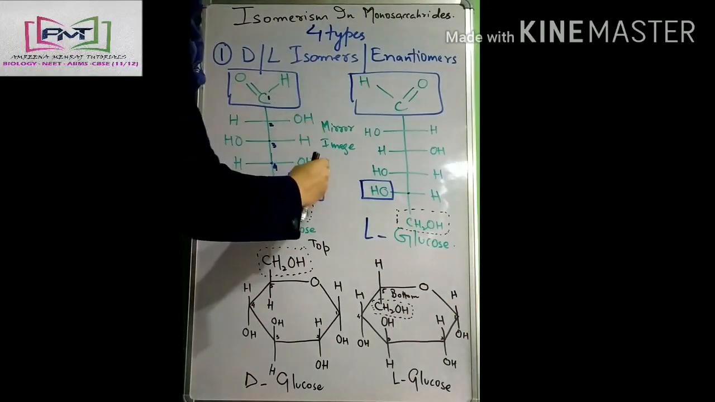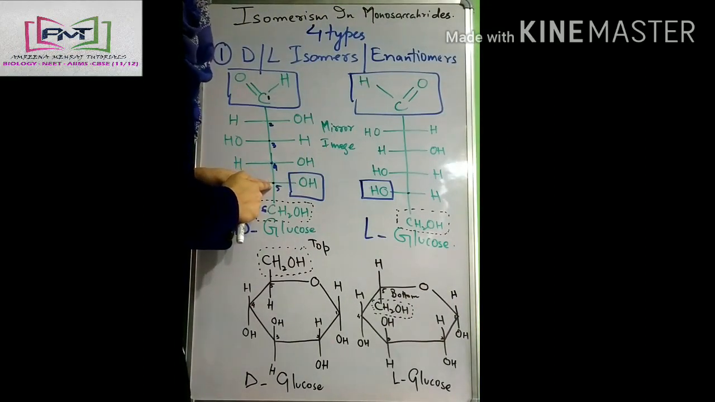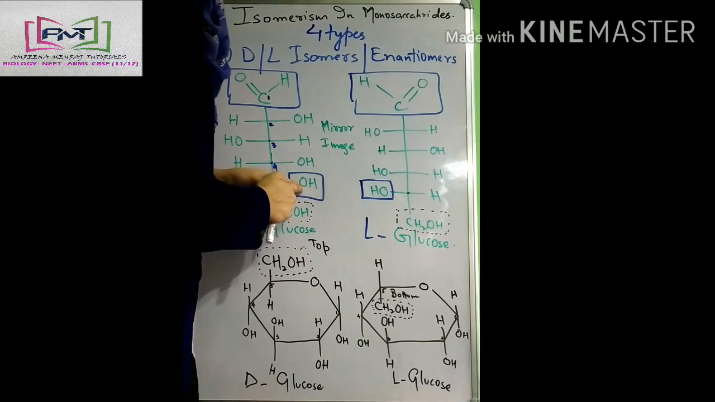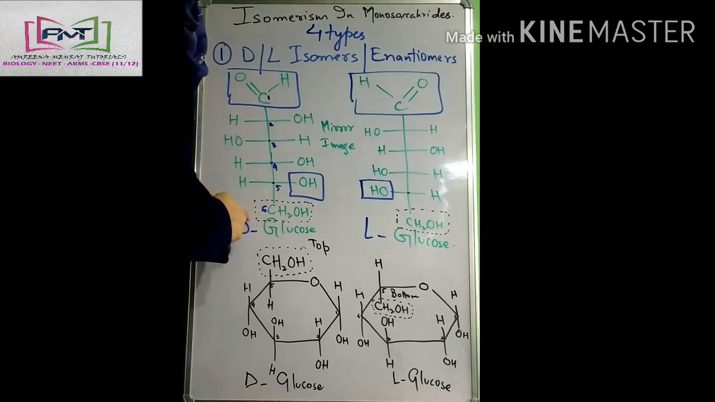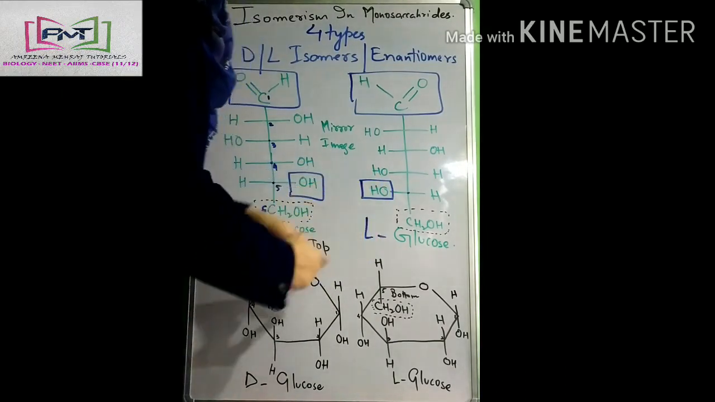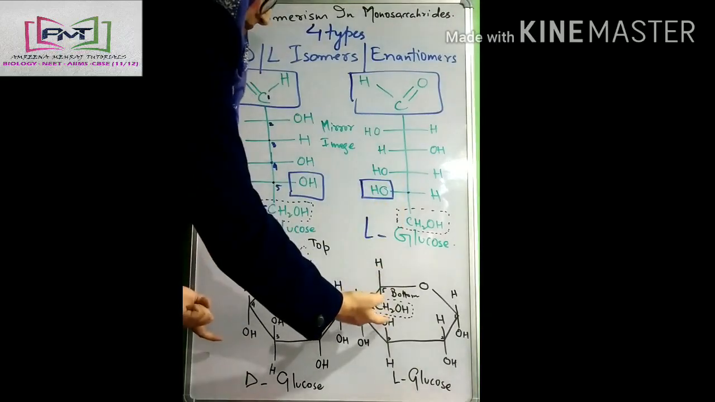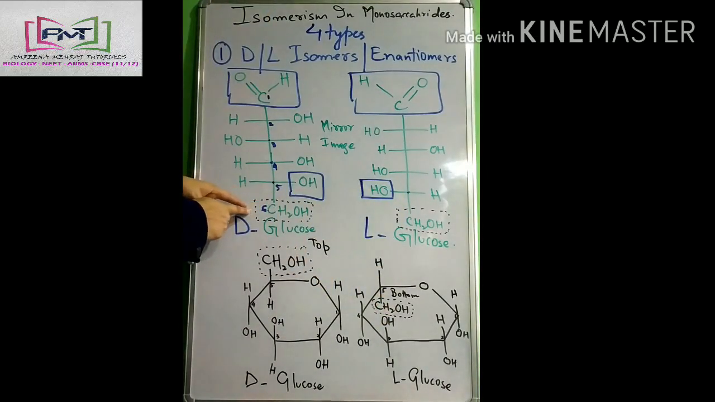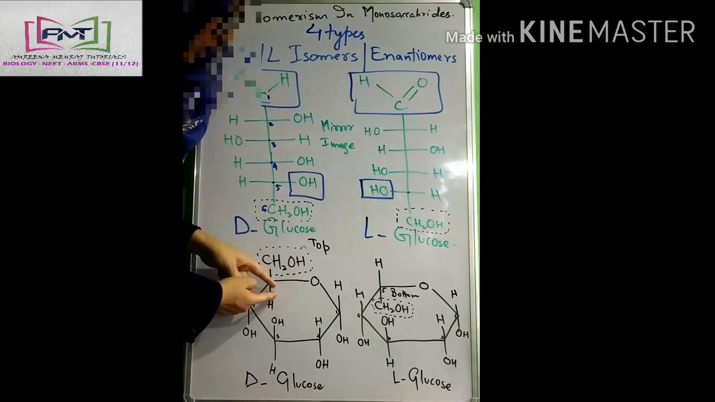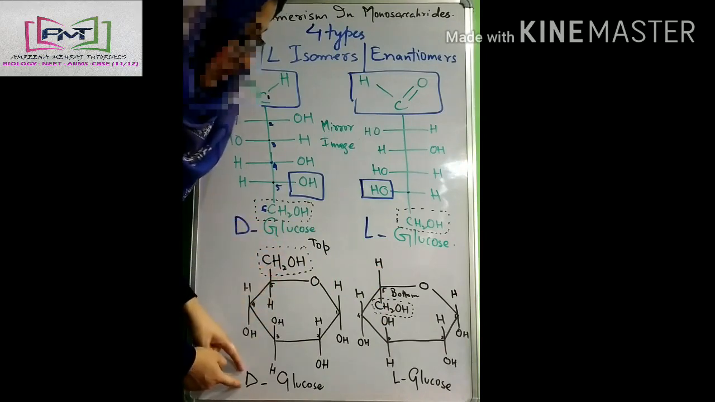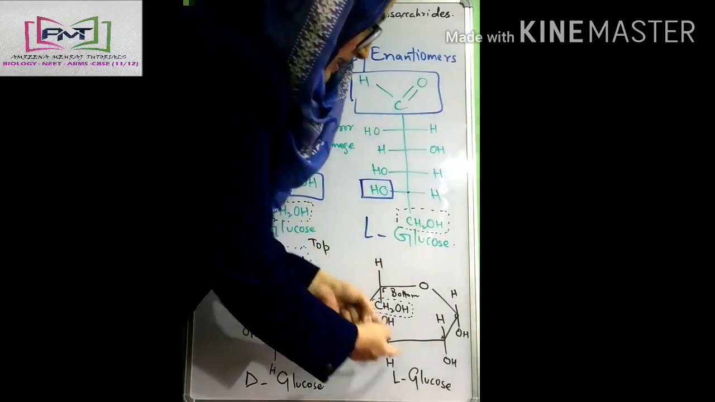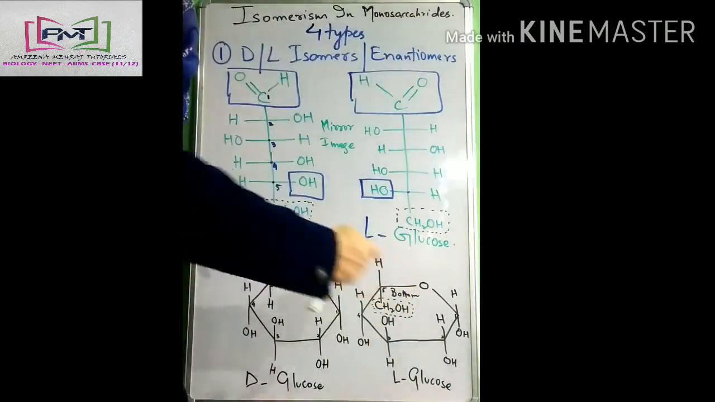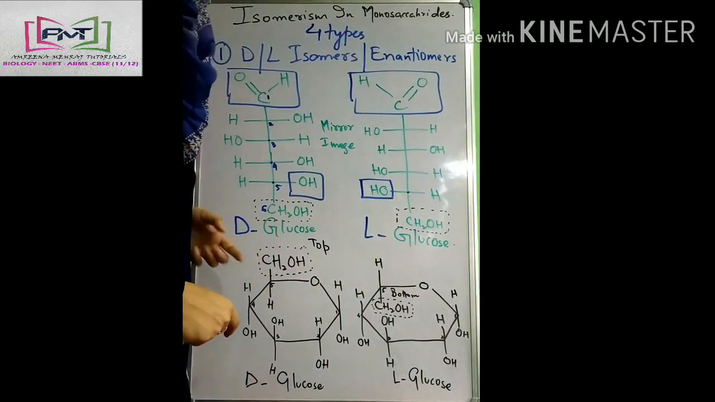In open forms, you analyzed the farthest chiral carbon and you saw OH. If it's towards the right, it's D. If it's towards the left, it's L. If you convert them into rings, then you have to look at which group? CH2OH. If the CH2OH is towards the top, it's D-glucose. If it's towards the bottom, this is L-glucose. So this board right now has information about open forms.